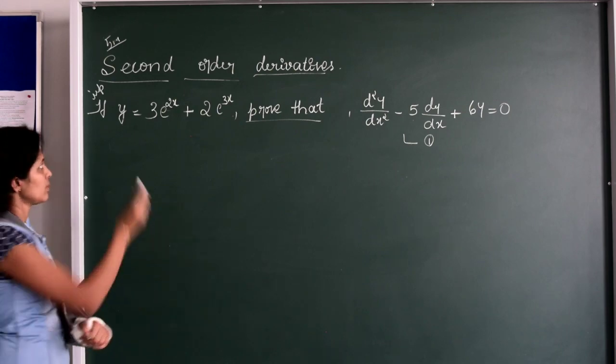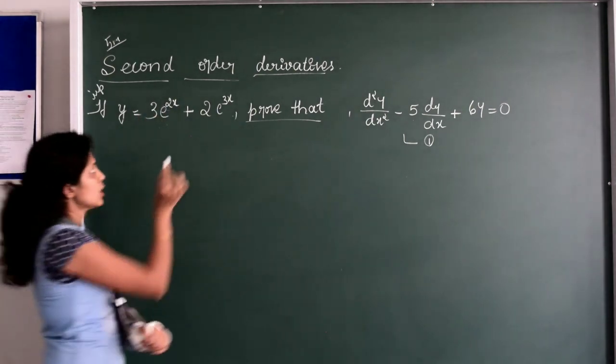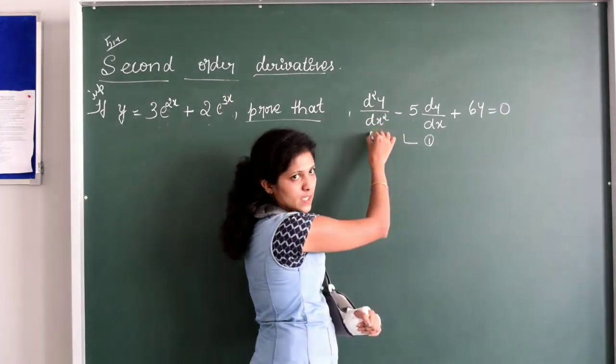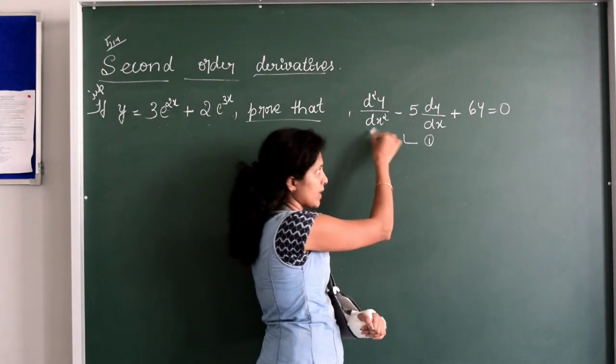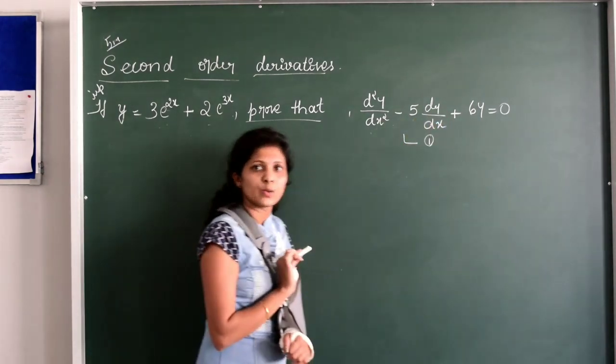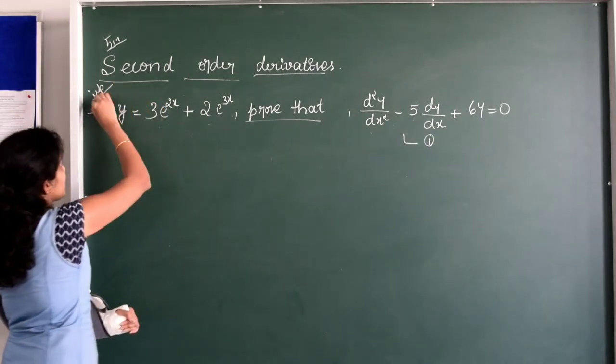Now it's the next problem. It is given that if y is equal to 3 into e to the power 2x plus 2 into e to the power 3x, prove that d square y by dx square, I mean you have to differentiate the function twice, minus 5 into dy by dx plus 6 into y is equal to 0. I have considered this function as 1, and it is an important one, important for 5 marks, okay?